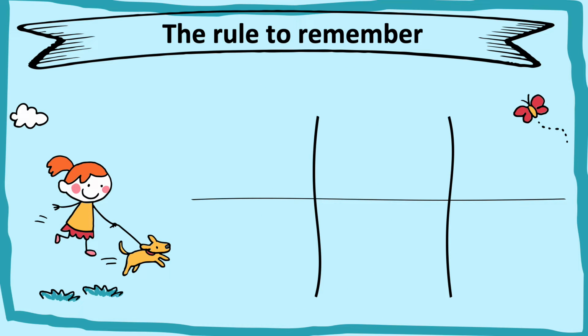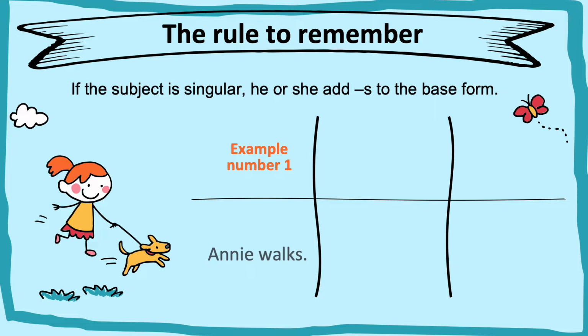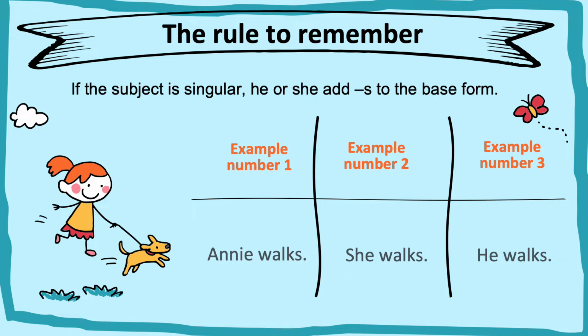Rule to remember. We have to remember when we need to add the S to a base form. If the subject is singular, he or she, we need to add the S to the base form. Example, Annie walks. Another example, she walks. Another example, he walks. As you can see, we add S on our base form.